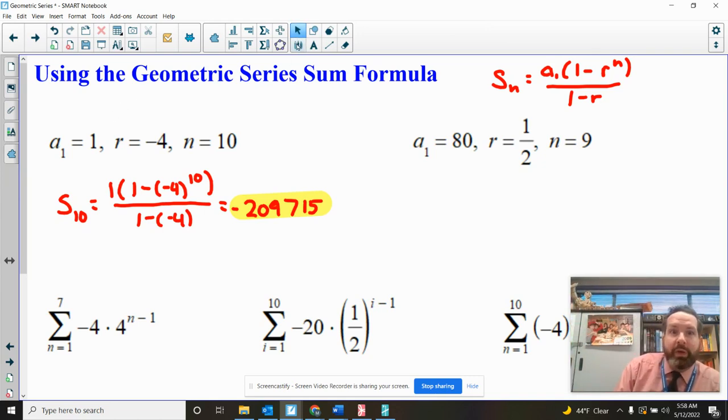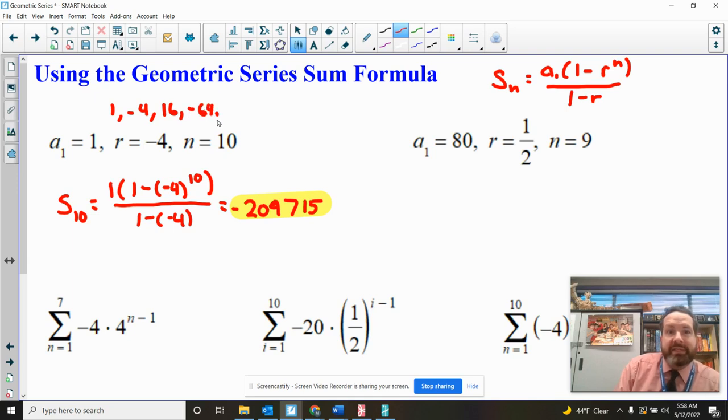Okay, well, the first term is 1, and then the second term is going to be negative 4, and the next term is positive 16, and the next term is negative 64. And doing that 10 times and adding them all up? I think so. Next up, let's do, starting with 80, multiplying by a half, sum of the first 9 terms.